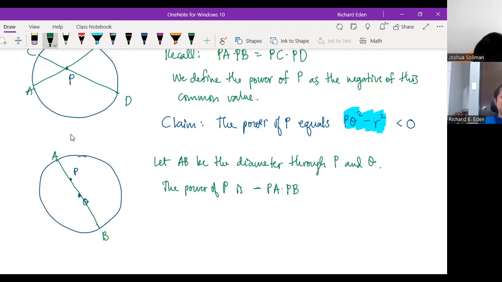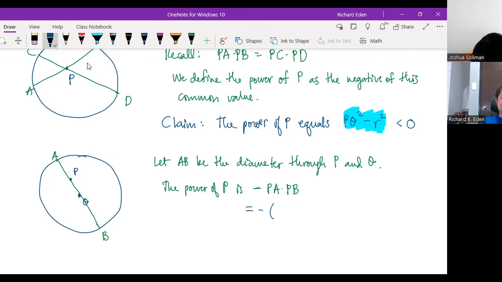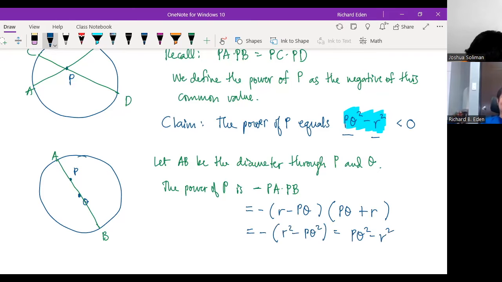But I pointed out that we want to define the power not as merely the product, but rather the negative. Here's the reason. Let's express PA and PB in terms of PO, the distance of P from the center, and the radius. I think this is easier to see. PB is equal to PO plus the radius. How about PA? PA is the radius minus PO. So with the negative, we get R squared minus PO squared, and finally PO squared minus R squared again.